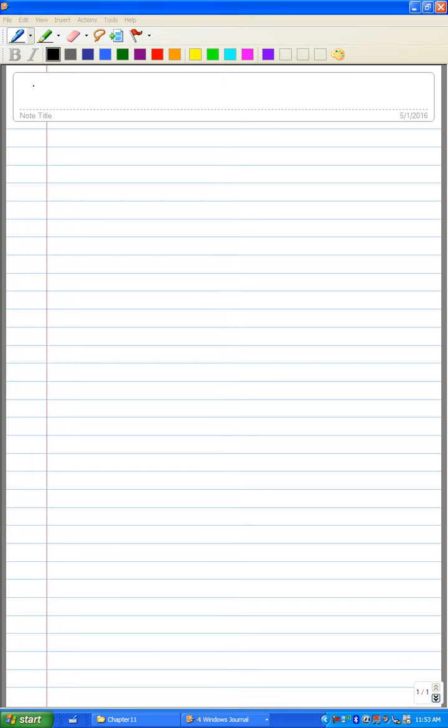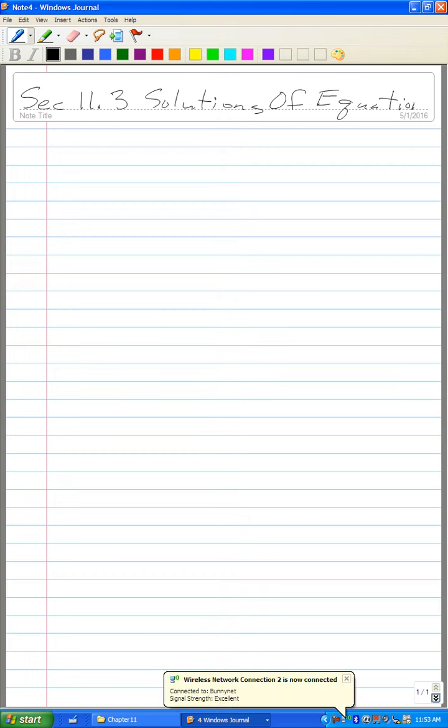Section 11.3, Solutions of Equations, Reducible to Quadratic Form, and Applications.